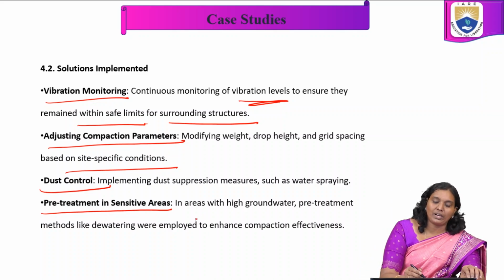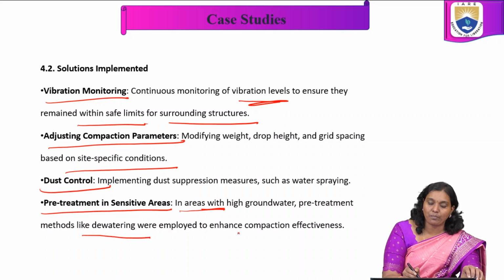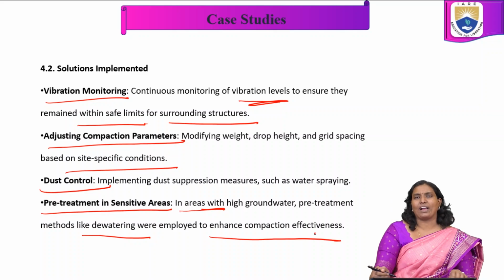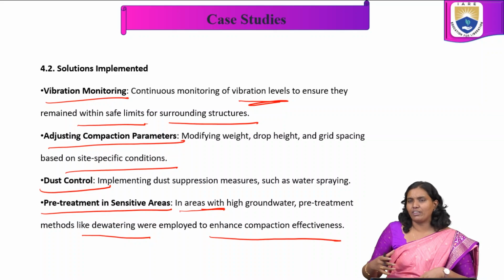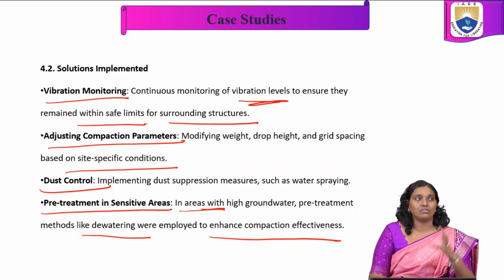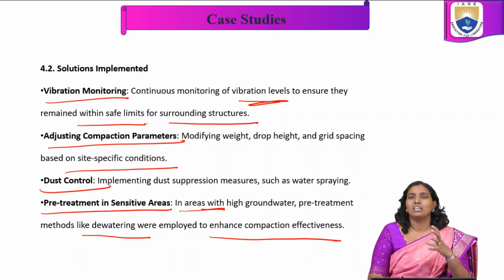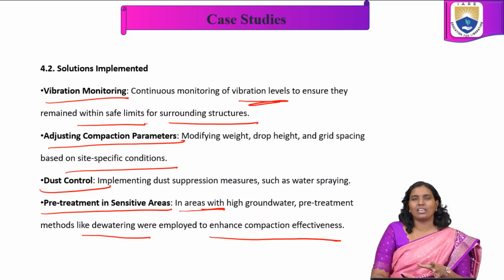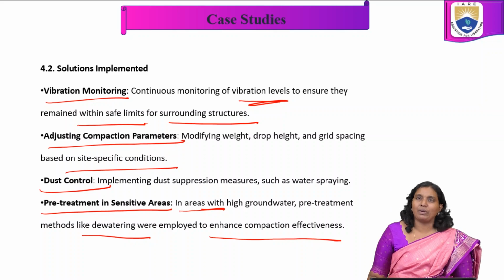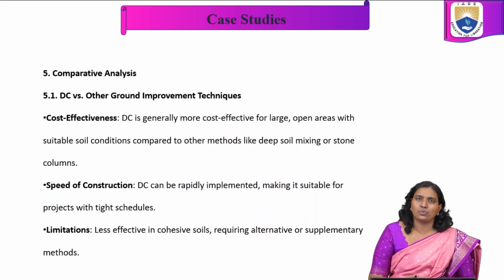In pre-treatment in sensitive areas, in areas with high groundwater, pre-treatment methods like dewatering were employed to enhance the compaction effectiveness. Underground there may also be some pipes, with different kinds of scenarios. Once we drop these heavy weights from the drop height, they are going to damage them. So in these sensitive areas pre-treatment is required, and we have to choose techniques such as dewatering.